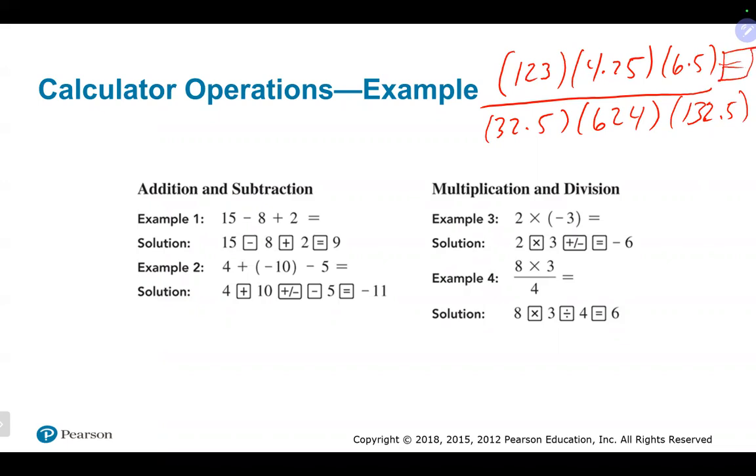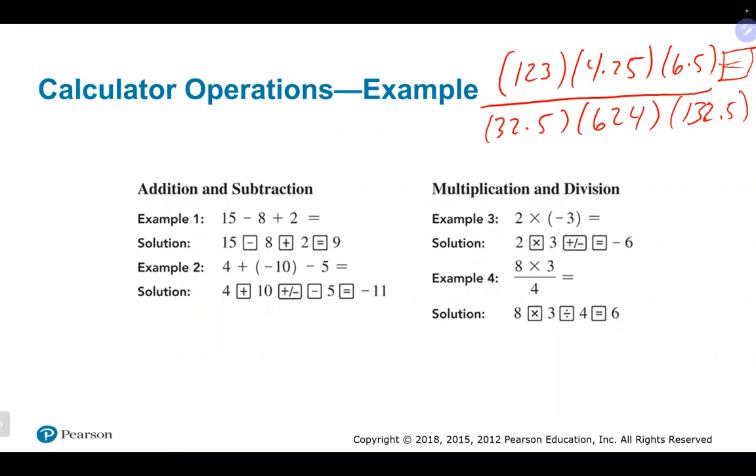Then what we really want to do is go back and divide by each of those numbers that are there. The beauty of math is they are technically all being multiplied together, which means they're all being divided by the top number, which means you could actually divide everybody individually by the bottom number. I would hit equals, then I would divide it by 32.5, and then I would hit equals. I would divide it by 624 and then hit equals. I would divide it by 132.5 on the bottom and then hit equals. I guarantee if you do it that way, you will never get the wrong answer.